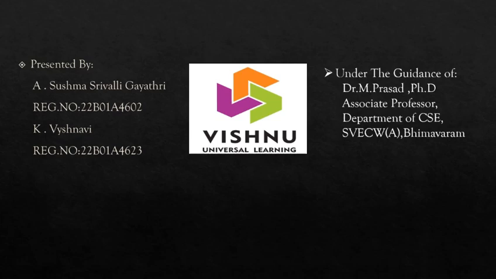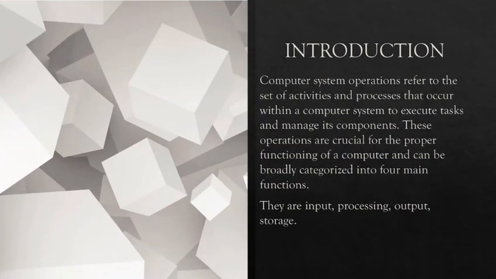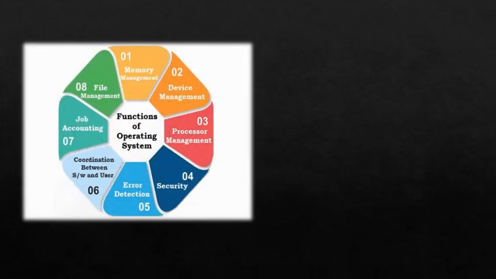In this presentation, we are going to explain about computer system operations. Well, coming to the introduction, computer system operations refer to a set of activities and processes that occur within a computer system to execute tasks and manage its components. These operations are crucial for the proper functioning of a computer and can be broadly categorized into four main functions. They are nothing but input, processing, output, and storage. And these are the main functions of operating system.